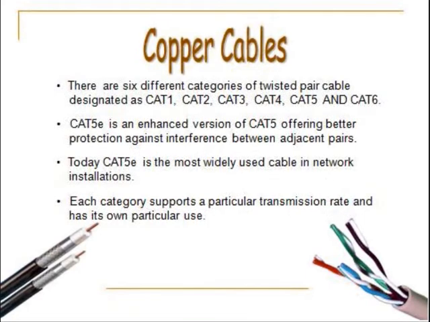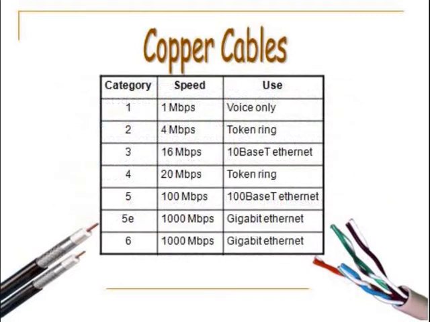There are 6 different categories of twisted pair cabling designated as Cat1 to Cat6. Cat5e is an enhanced version of Cat5 and is the most widely used cable in network installations. Each category supports a particular transmission rate and has its own particular use. The table shows the different cable categories together with their associated speed and use.